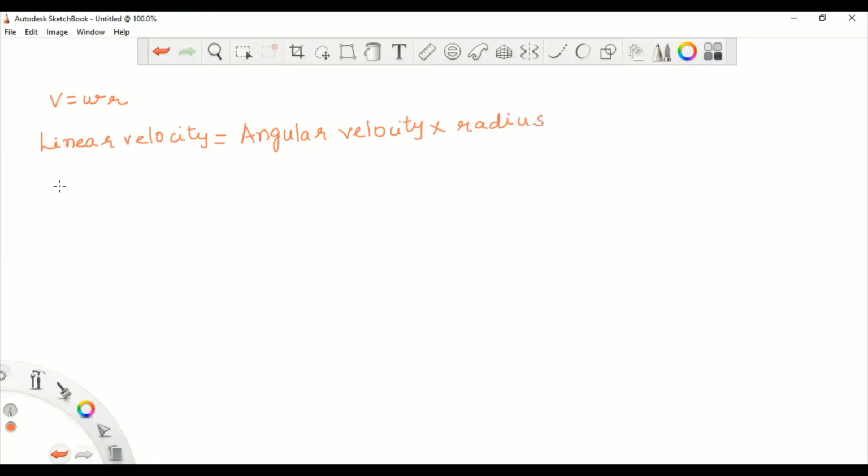So in vector notation, we have this relation: v vector is equal to omega vector cross r vector. So for a given angular velocity omega, the linear velocity v of a particle is directly proportional to the distance from the center. So this is the relation between linear velocity and angular velocity.